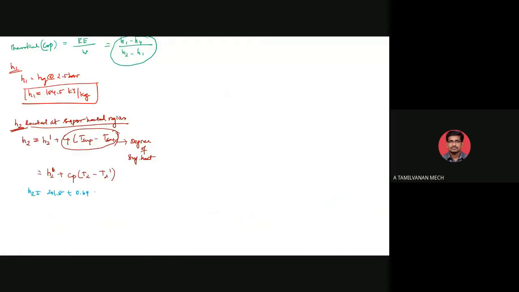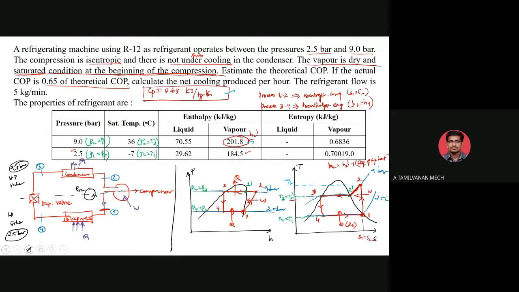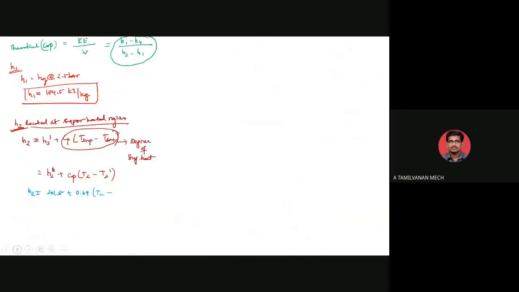T2 we don't know, but T2 dash we know: T2 dash is equal to 36 degrees Celsius, which is 309 Kelvin. Okay. From the above equation, you are going to find T2 or H2. Which one do you find first? H2 you don't know, T2 you don't know. So we are going to find T2 first.